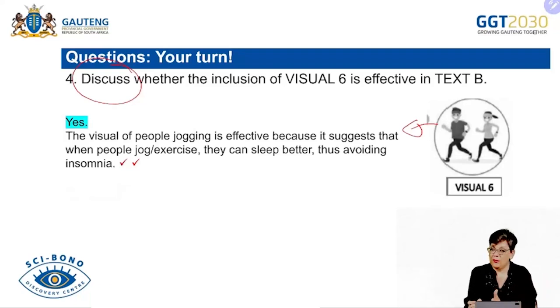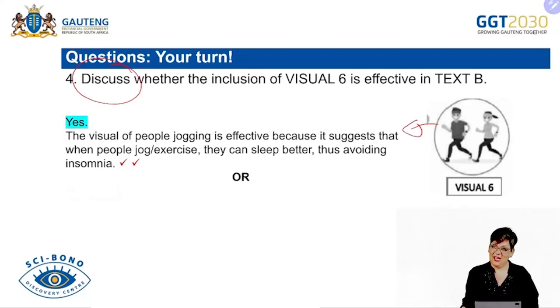We say, what are the people doing? Now, always pretend that I can't see the picture. You have to explain the picture to me. So I would say the visual shows people jogging. This suggests that if you jog, you will sleep better, which means you won't have any sleeplessness. So in that way, it's quite a good idea.